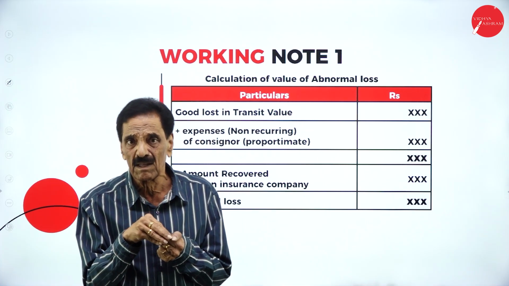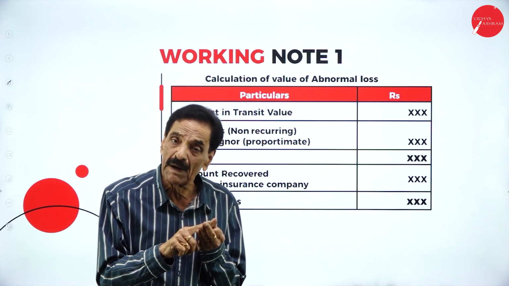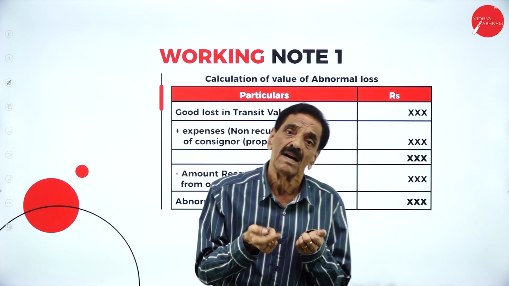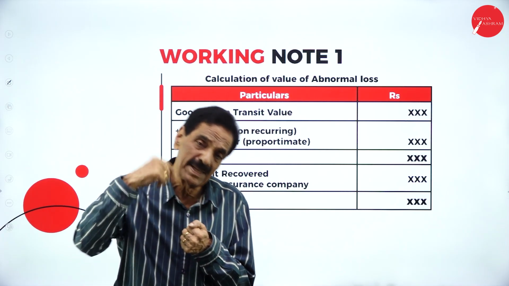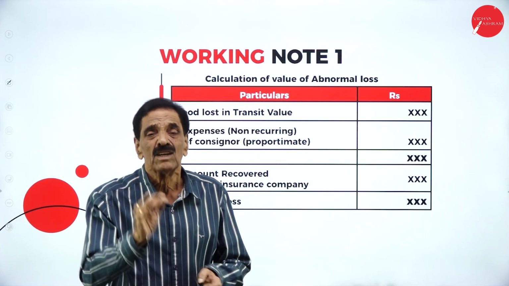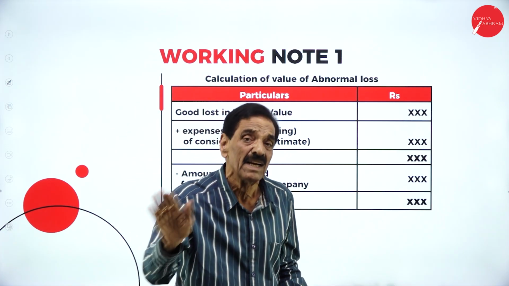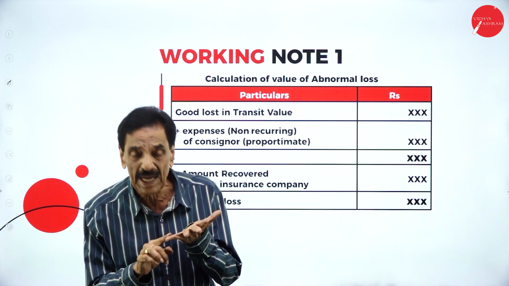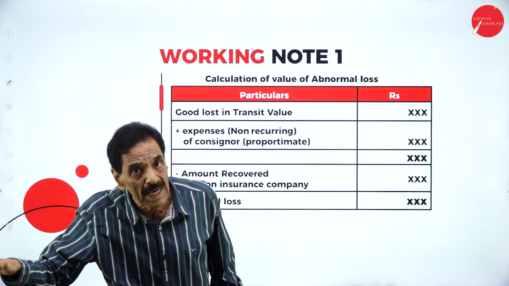All these items, it may be loading, unloading, packing, carriage, carriage on purchases, insurance in transit, octroi, or freight. All these are called non-recurring expenses and should be taken into consideration. Recurring expenses like salary, rent, printing and stationery, postage should not be taken.